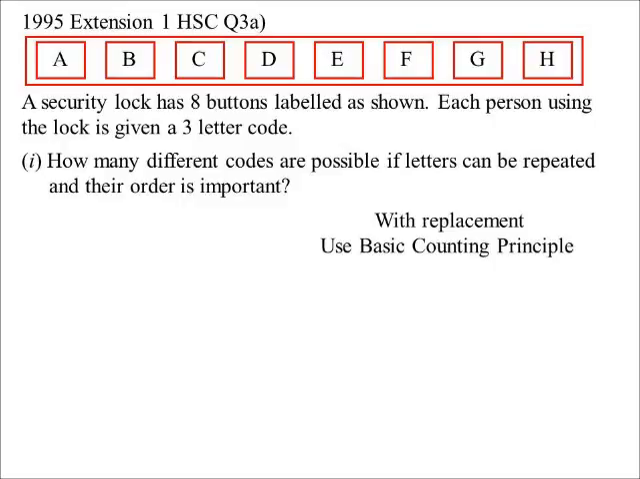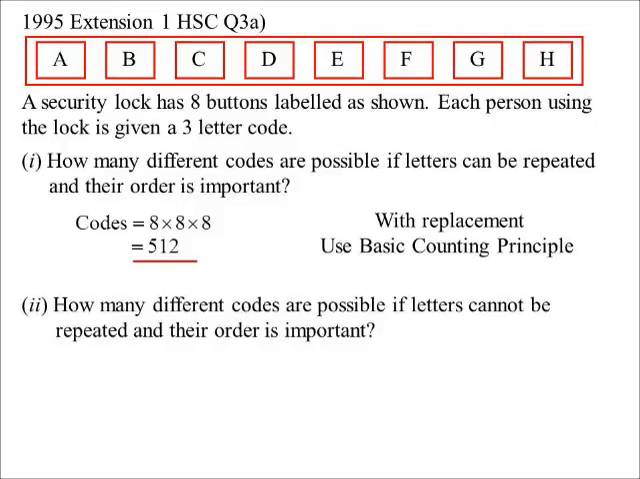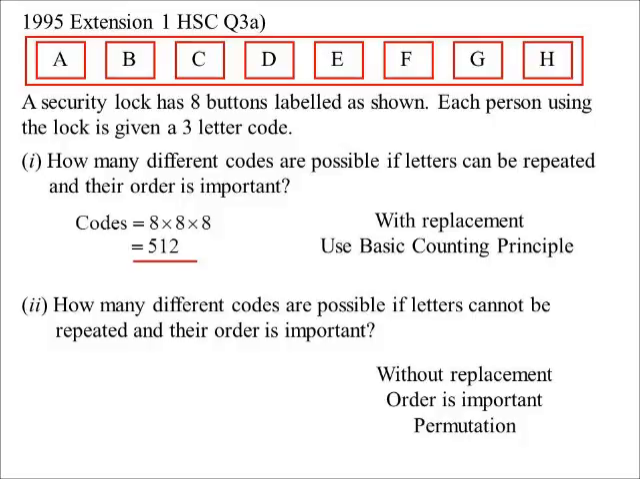Well, in this case, it's a basic counting principle because I can use the same letter over and over again. So basic counting principle, 8 times 8 times 8, 512. And the second one, they changed the rules. The order is important. We've got to actually physically go 1, 2, 3, but not hit the same button. So that's a permutation. So 8P3, there's 336 different codes.